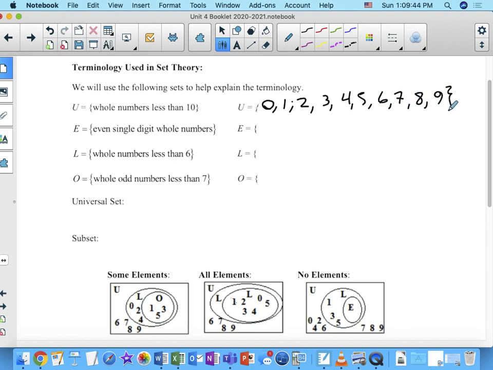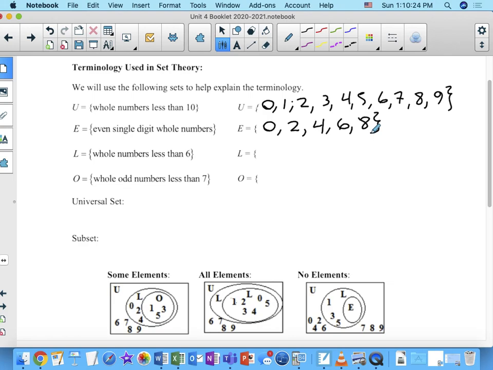Okay. E is even single-digit whole numbers. Okay, so let's take this apart. Even means can't be odd, so 2, 4, 6, 8. 0 is also even. Single digit means it can't be double digits, so it can only have one digit, and it's a whole number. So it's one of these numbers that we've just listed above. So even, so 0, 2, 4, 6, 8. We can't use 10 though, because that's not single digits, that's double digits. Okay, so that's set E.